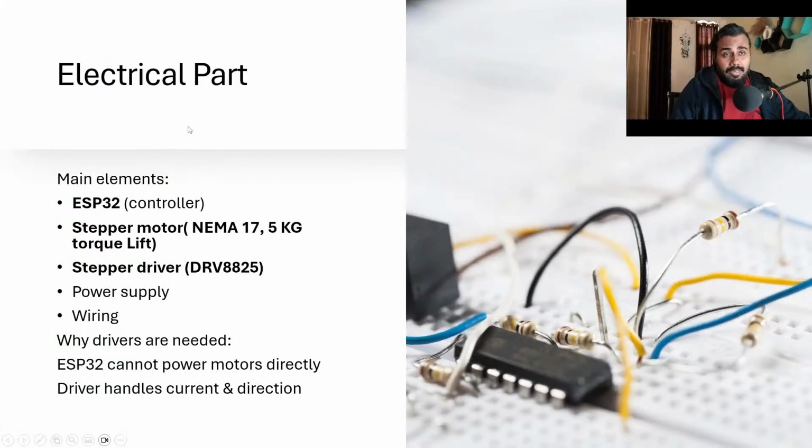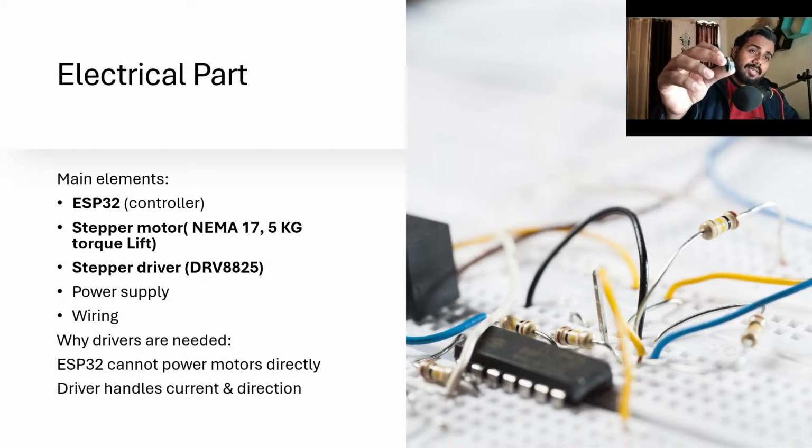Then we have the electrical part. The electrical part is the ESP32, the microcontroller. We have the stepper motor driver, and the stepper motor itself, NEMA 17, with 5 kg torque lift. So it can lift up to 5 kg, but we are not going to use this much. We will use the lighter ones because we want this to be demonstrative in a functional, practical way, but not performative. We are not going to perform some tasks just yet. These are things for the future.